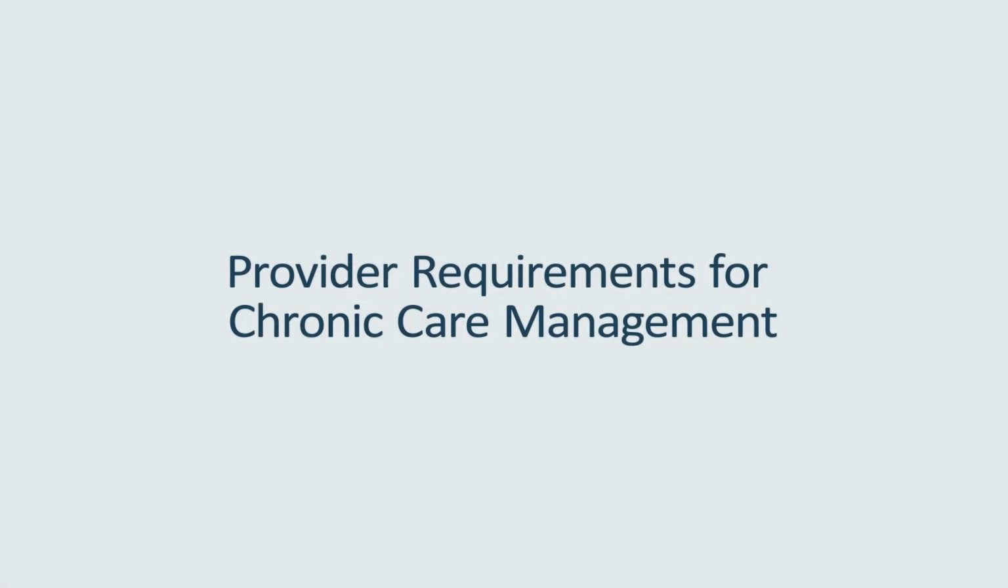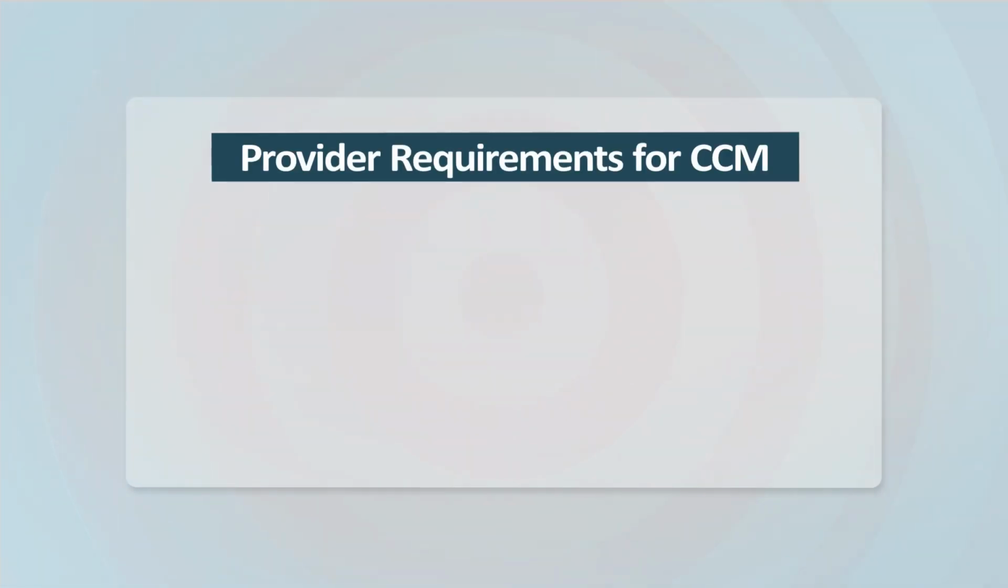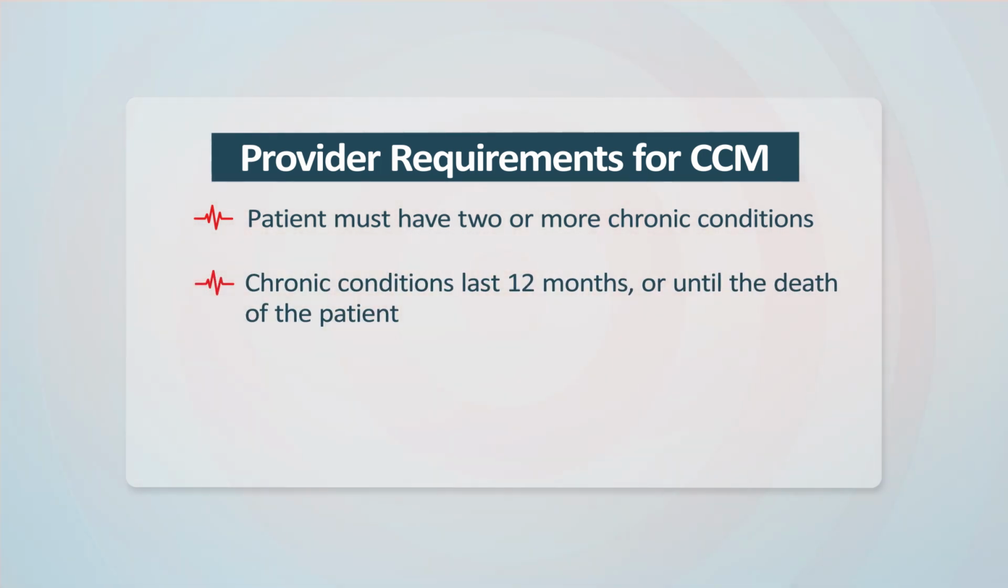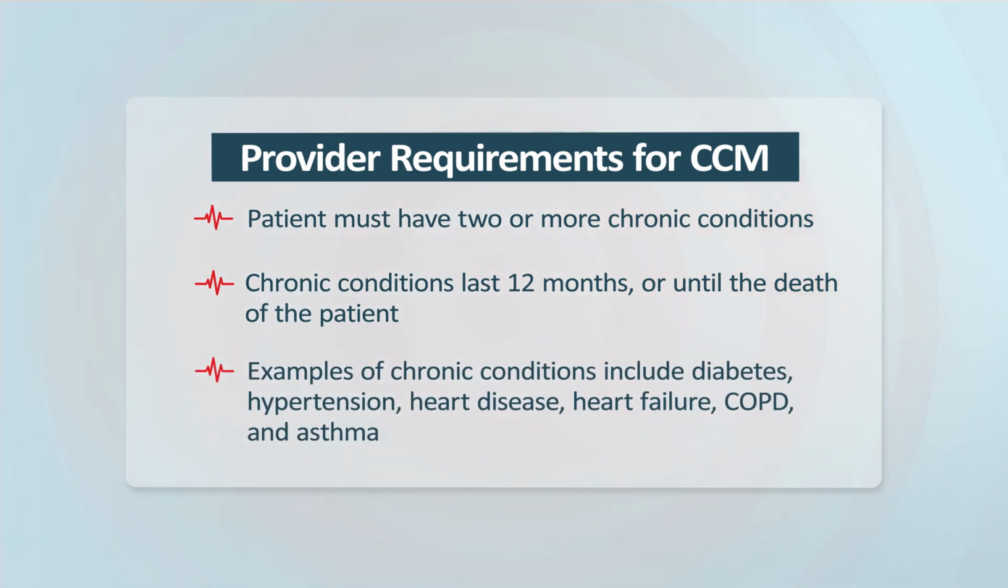So, what are the provider requirements for chronic care management? First, the patient must be diagnosed with 2 or more chronic conditions to qualify for the program. A condition is considered chronic when it is expected to last at least 12 months or until the death of the patient. Some examples of chronic conditions can be, but are not limited to, diabetes, hypertension, heart disease, heart failure, COPD, and asthma.